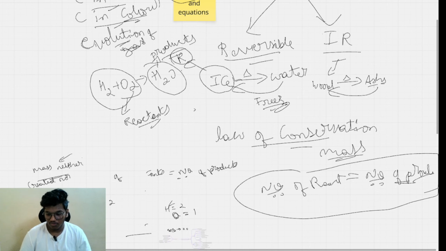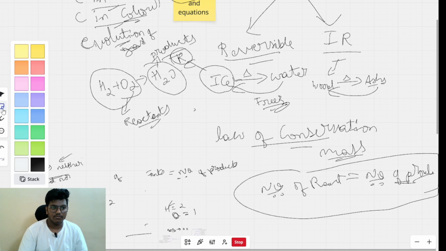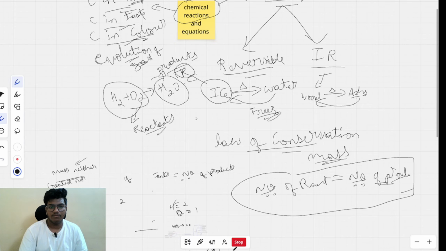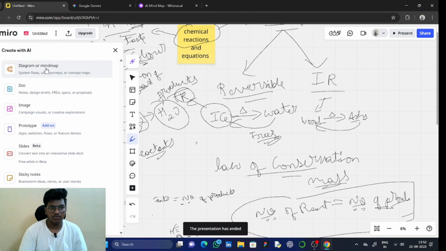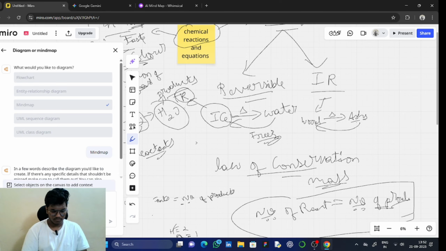As I told you, we'll be using artificial intelligence. Let me show you by creating something. So use AI, we'll create a mind map for chemical reactions and equations.